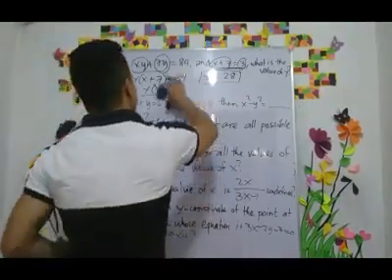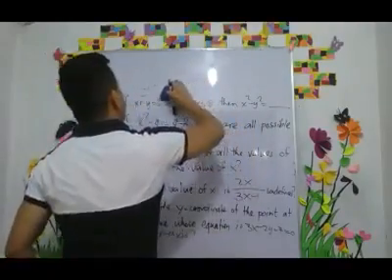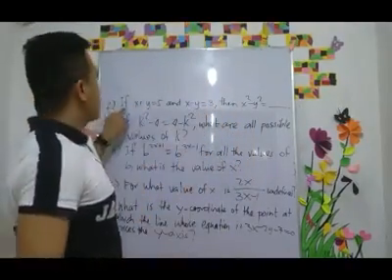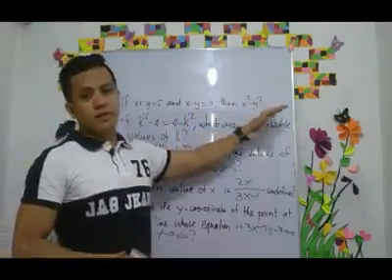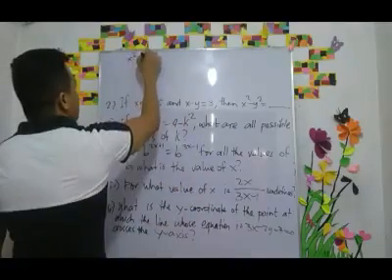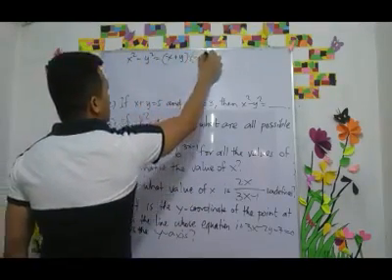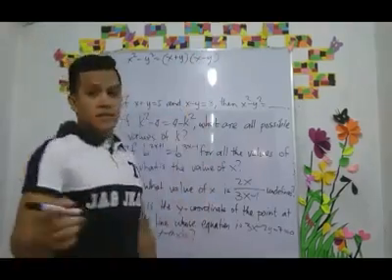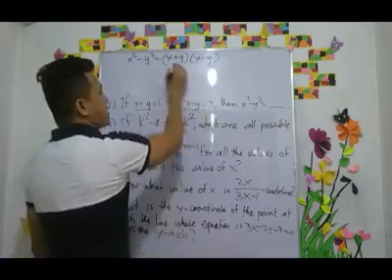Next, number two: if x plus y is equal to 5 and x minus y is equal to 3, then x squared minus y squared is how much? As you all know, x squared minus y squared is factored as x plus y and x minus y, right? Special products. Look at that, x plus y and then x minus y.